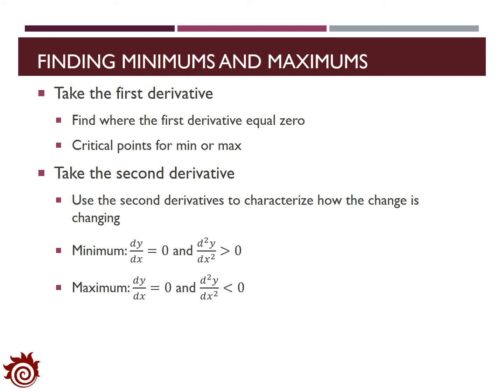Regarding the optimization problem, where we want to find the maximum or minimum of the function, we first take the first derivative and find where it equals 0, which is the critical point for a minimum or maximum. Then we take the second derivative, which characterizes how the function changes at the critical point. At the minimum, the first derivative is 0 and the second derivative is positive. At the maximum, the first derivative is 0 and the second derivative is negative.